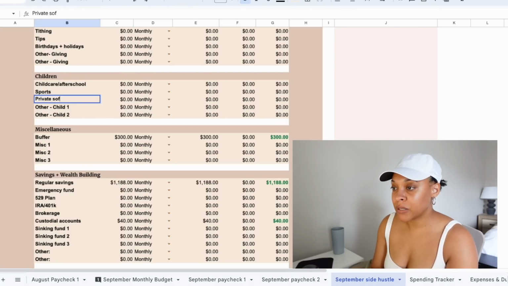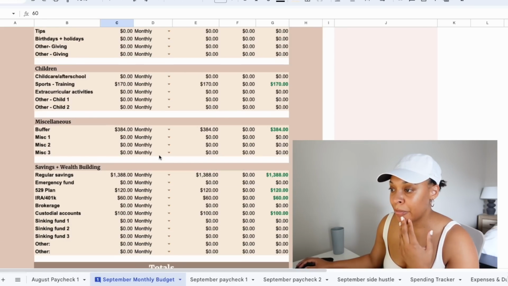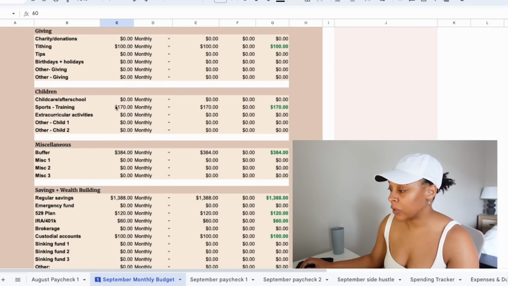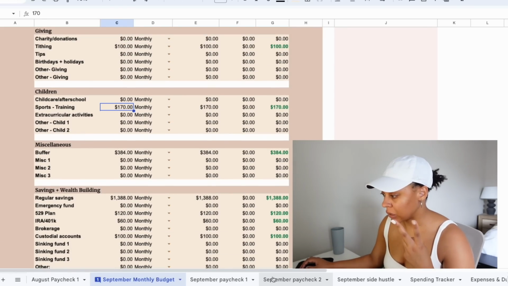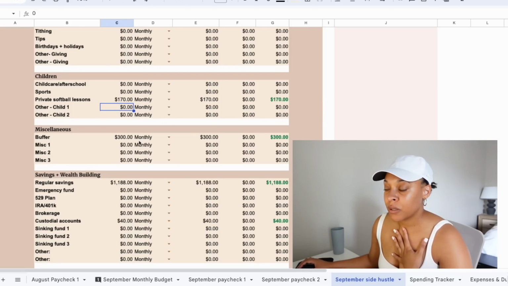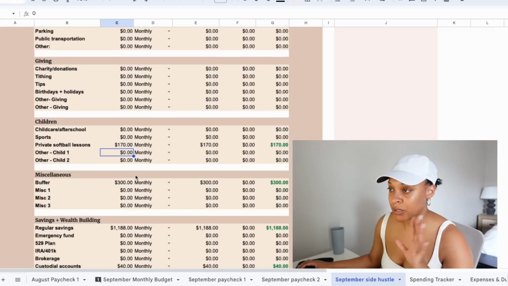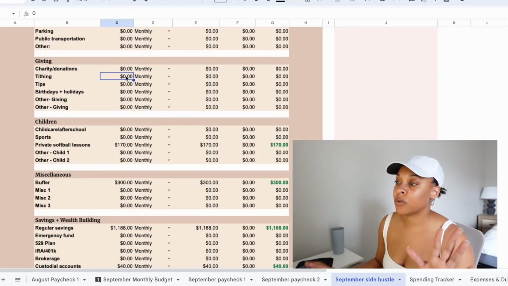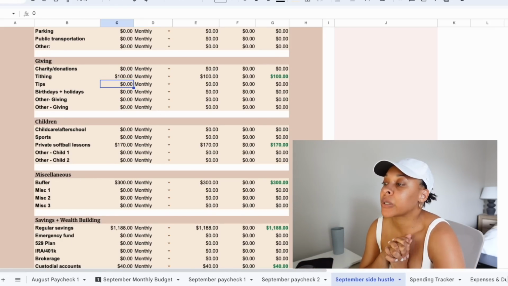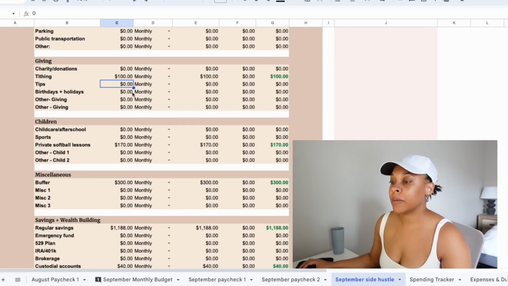My daughter does have her private softball lessons that I know I'm going to need to place back into my account once that is pulled out. And that is $170 for 2 lessons in September. So $170 and $227.50. I do need to tithe. I'm just tithing $100. Like I said in the previous video, don't strike me down. But I am giving.